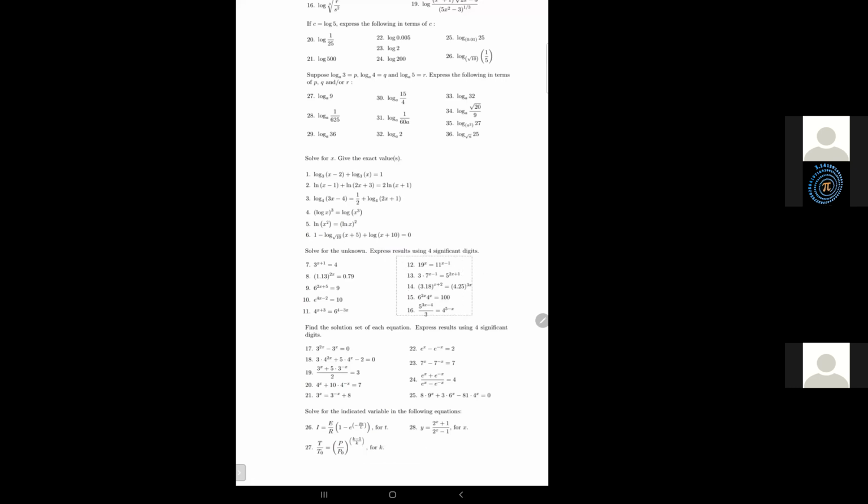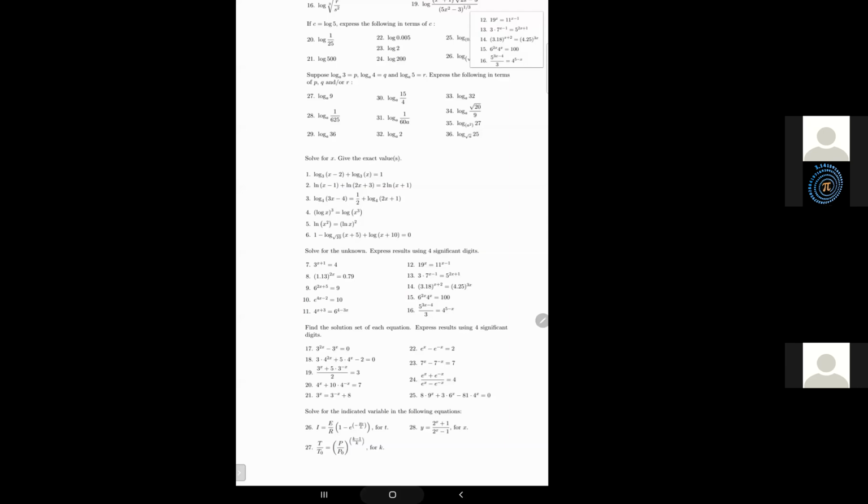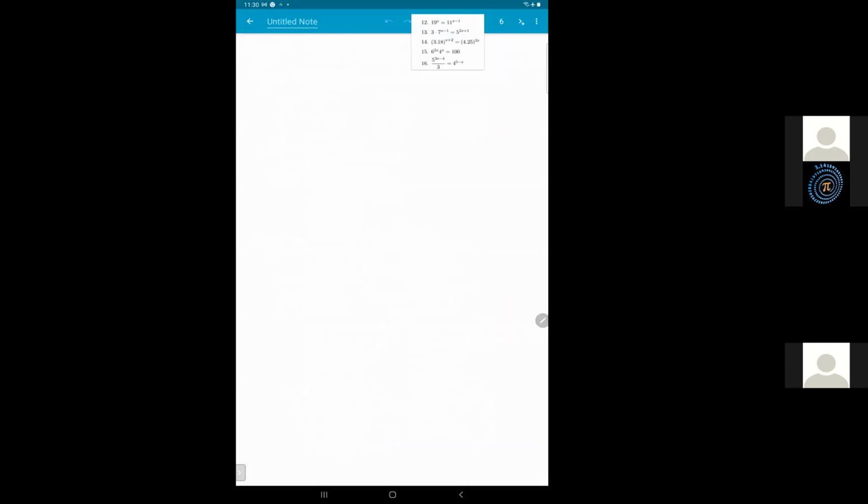Maybe this one. Okay, let me do number 12 first. That's the simplest one there. 19 to the x equals 11 to the x minus 1. So all you have to do, since they have different bases that cannot be expressed using a common base, is resort to logarithms. And we will be using ln instead of the common base log 10 or base 10. So ln of the left-hand side equals the ln of the right-hand side.